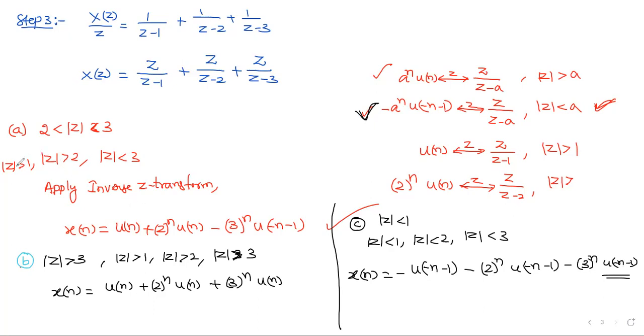Now, one more point I will tell. After writing this, you just put the intersection instead of the comma. Or, here also, instead of the comma, you put intersection. That's all. This is the resultant ROC. Is it clear, right? Now, we will see one more numerical based on this partial fraction method only.